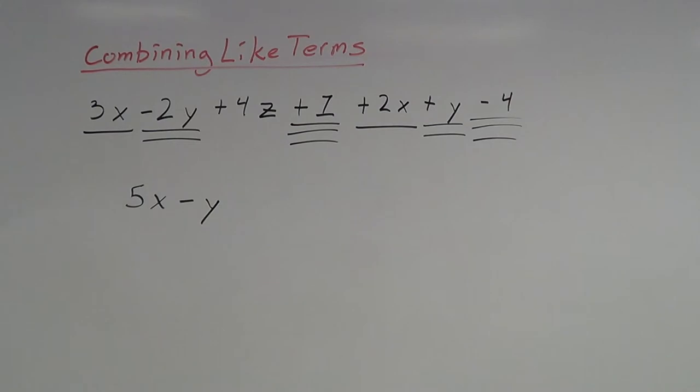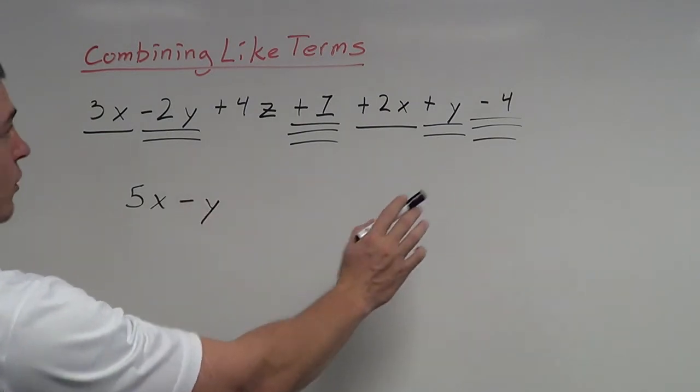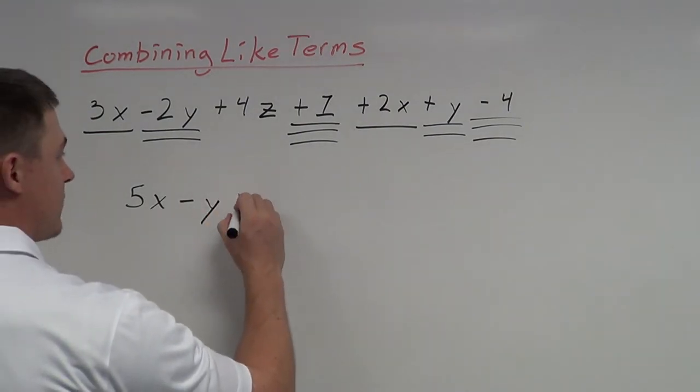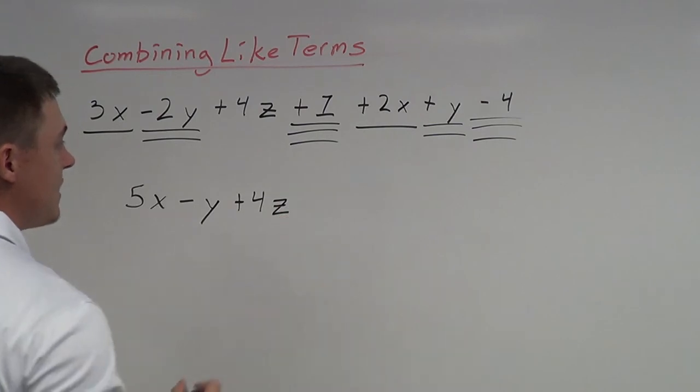Now you might put negative 1 there, I just put negative y. Negative y, negative 1y, it's the same thing. I just don't put the 1 there. Most of your textbooks, most mathematicians, most anybody is not going to put a 1 there. So that's how I'm going to simplify this. Okay, moving on. The 4z, there's no other z, so I'm just going to simply rewrite this as plus 4z.